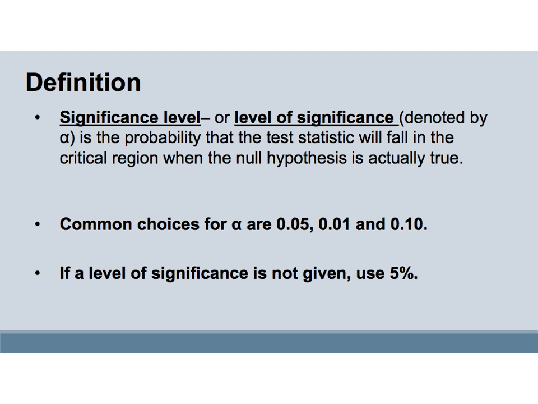And we're comparing it to a significance level or a level of significance, which is our alpha. And the alpha is also a probability, but it's probability that it'll fall in critical region. Common choices for alpha are 0.05, 0.01, or 0.10. If it doesn't give you an alpha, which is rare, but if it doesn't, just use 0.05 because that's what we've always used for unusual.